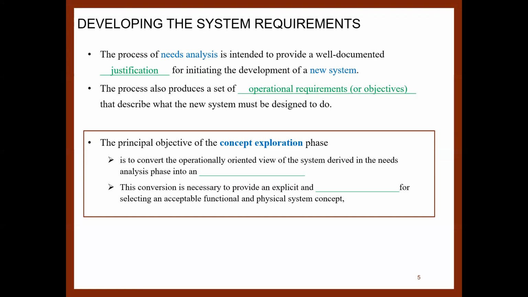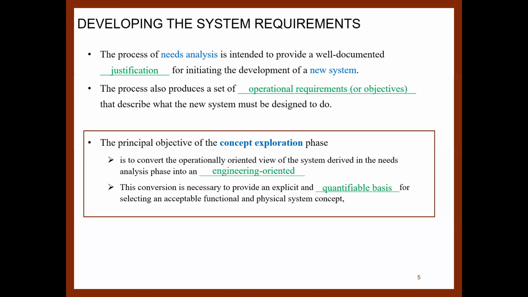So after going through the process of defining, justifying the system, and also defining the objectives of this system, we transition to the concept exploration phase. The principal objective of the concept exploration phase is to convert the operational oriented view of the system derived in the needs analysis phase into an engineering oriented one. This conversion is necessary to provide an explicit and quantifiable basis for selecting an acceptable functional and physical system concept.